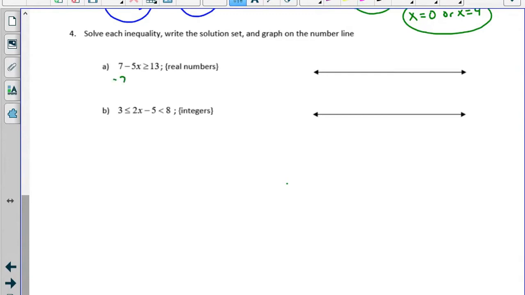I will subtract 7 from both sides. I have negative 5x is greater than or equal to 6. Then I divide by negative 5. X is less than or equal to negative 6/5.